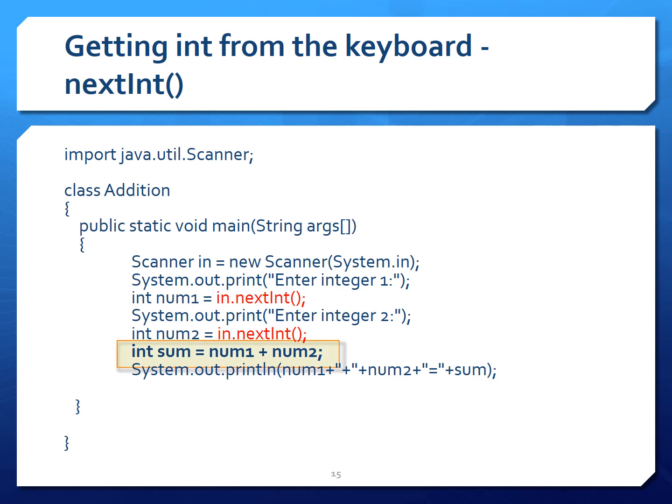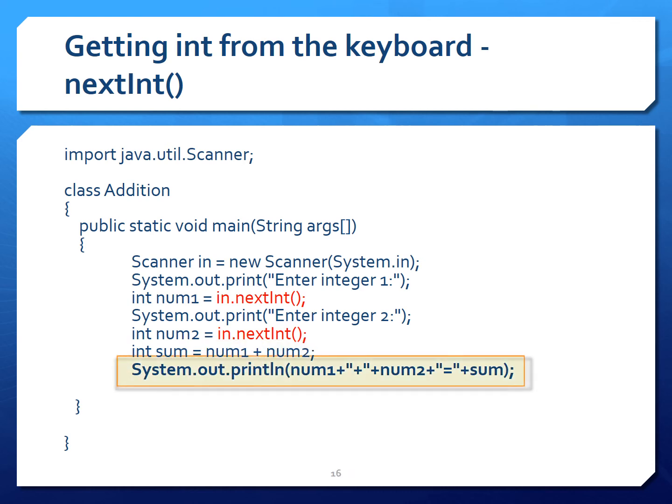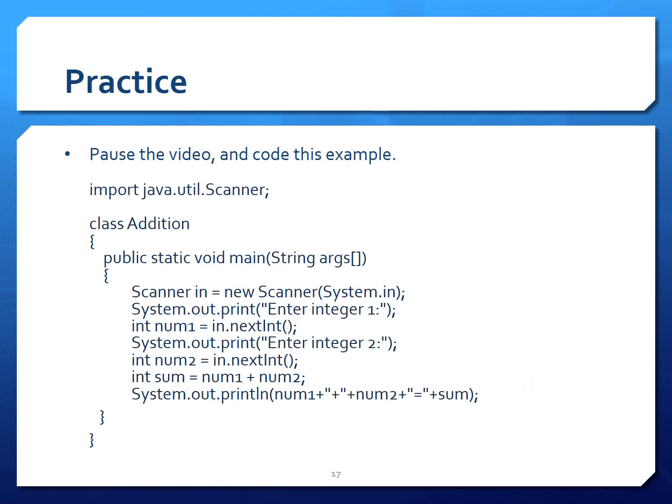Add up the two numbers input and assign to sum. Print the sum to the console. Practice time. Pause the video and code this example. Enter any two integer numbers for integer 1 and integer 2. Test run the code.